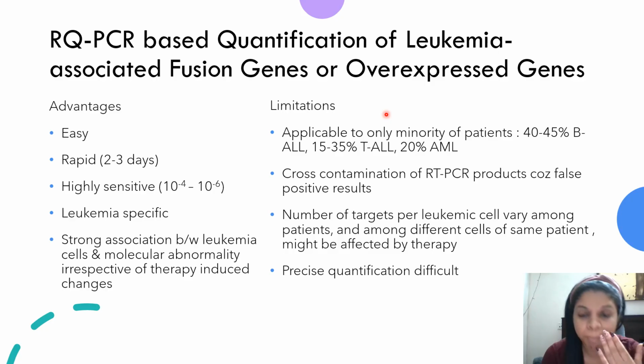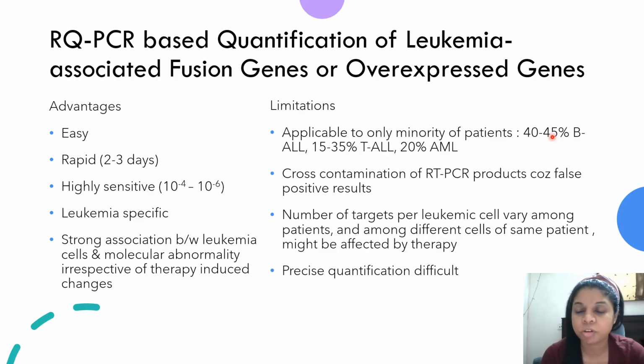Limitation is that the applicability is less. Not all leukemic cells show a fusion transcript which we have identified. There may be hundreds of fusion transcripts which we have not identified, but the identified fusion transcripts and markers we have are the transcripts which we can use for this test.